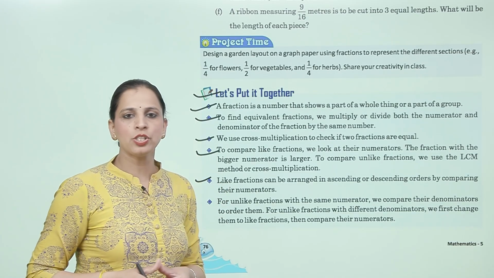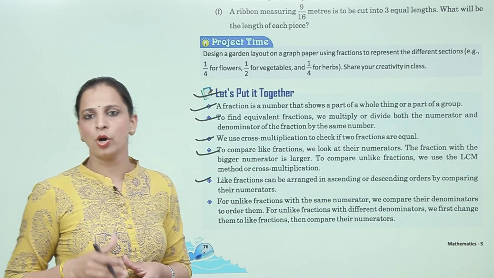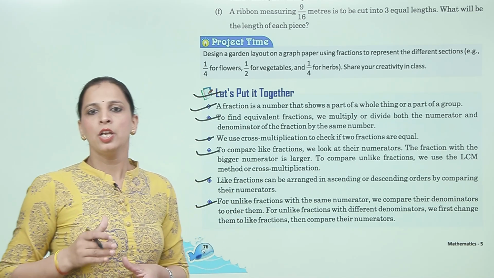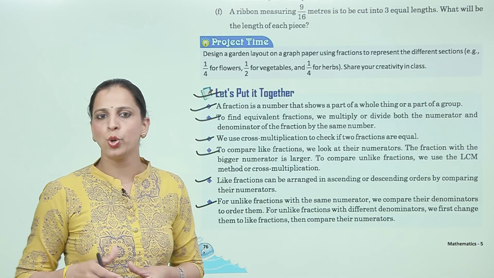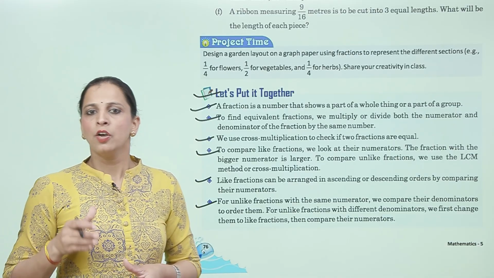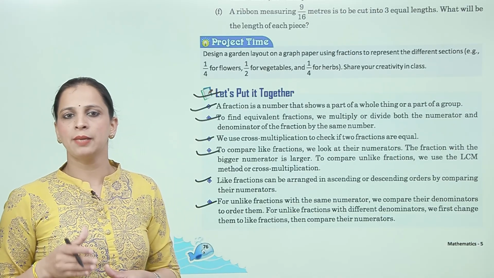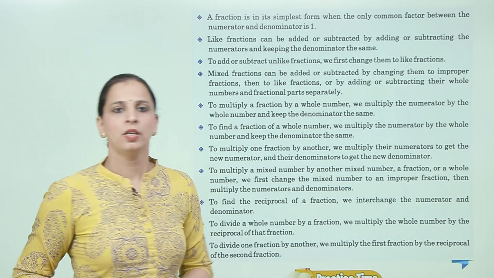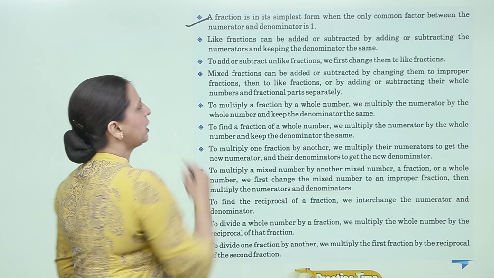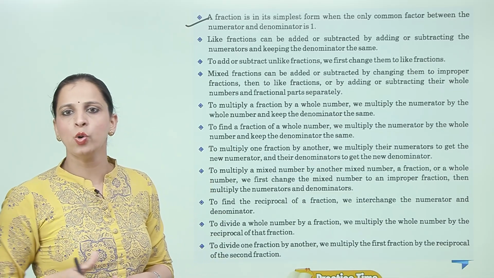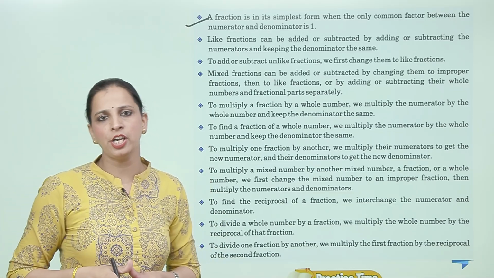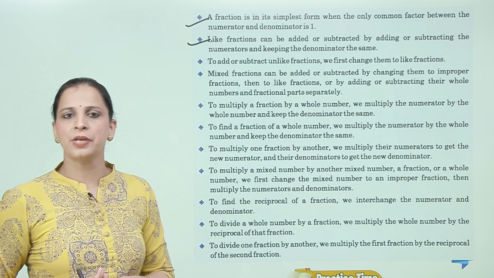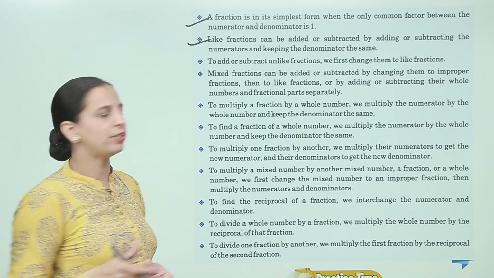Next, like fractions can be arranged in ascending or descending order by comparing their numerators. For unlike fractions with the same numerator, we compare their denominators to order them. For unlike fractions with different denominators, we first change them to like fractions, then compare their numerators. Next, a fraction is in its simplest form when the only common factor between the numerator and denominator is 1. Like fractions can be added or subtracted by adding or subtracting the numerators and keeping the denominators the same.